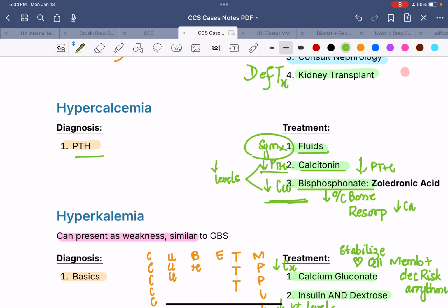After that, decrease parathyroid hormone levels with calcitonin. Calcitonin basically alters the calcium sensing ability of the parathyroid gland, and it senses that there is too much calcium, so the parathyroid hormone levels go down, and in turn calcium levels go down. And bisphosphonates, like zoledronic acid, decrease the osteoclast bone resorption, so they decrease the calcium levels. So for hypercalcemia, check parathyroid hormone levels, whereas for the treatment, give fluids along with calcitonin along with bisphosphonates.